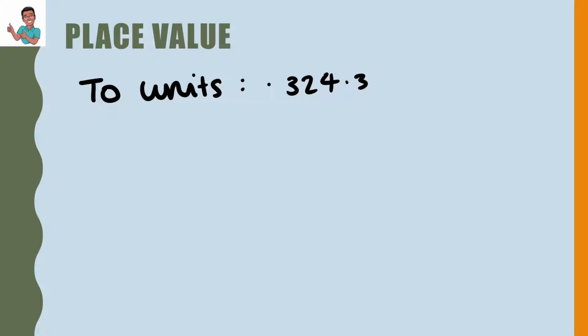Okay, let's round the following number to units. We'll write the place value on the top. Since we're asked to focus on the unit, we'll draw an arrow under the unit, and we'll always focus on the number to the right of that. So in this case, it is the 3. 3 is less than 5, so therefore we round down. So our final number would be 324.